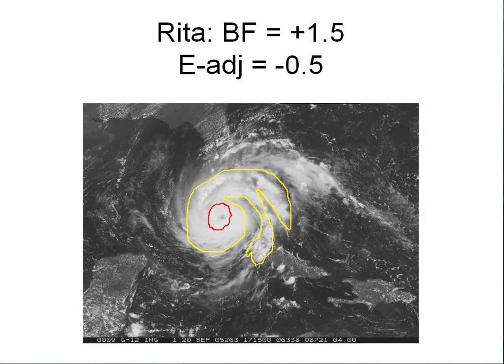The banding features in this case are much more extensive, giving a BF of plus 1.5. Also in this case, the eye is cloud covered and poorly defined, giving an eye adjustment factor of minus 0.5.